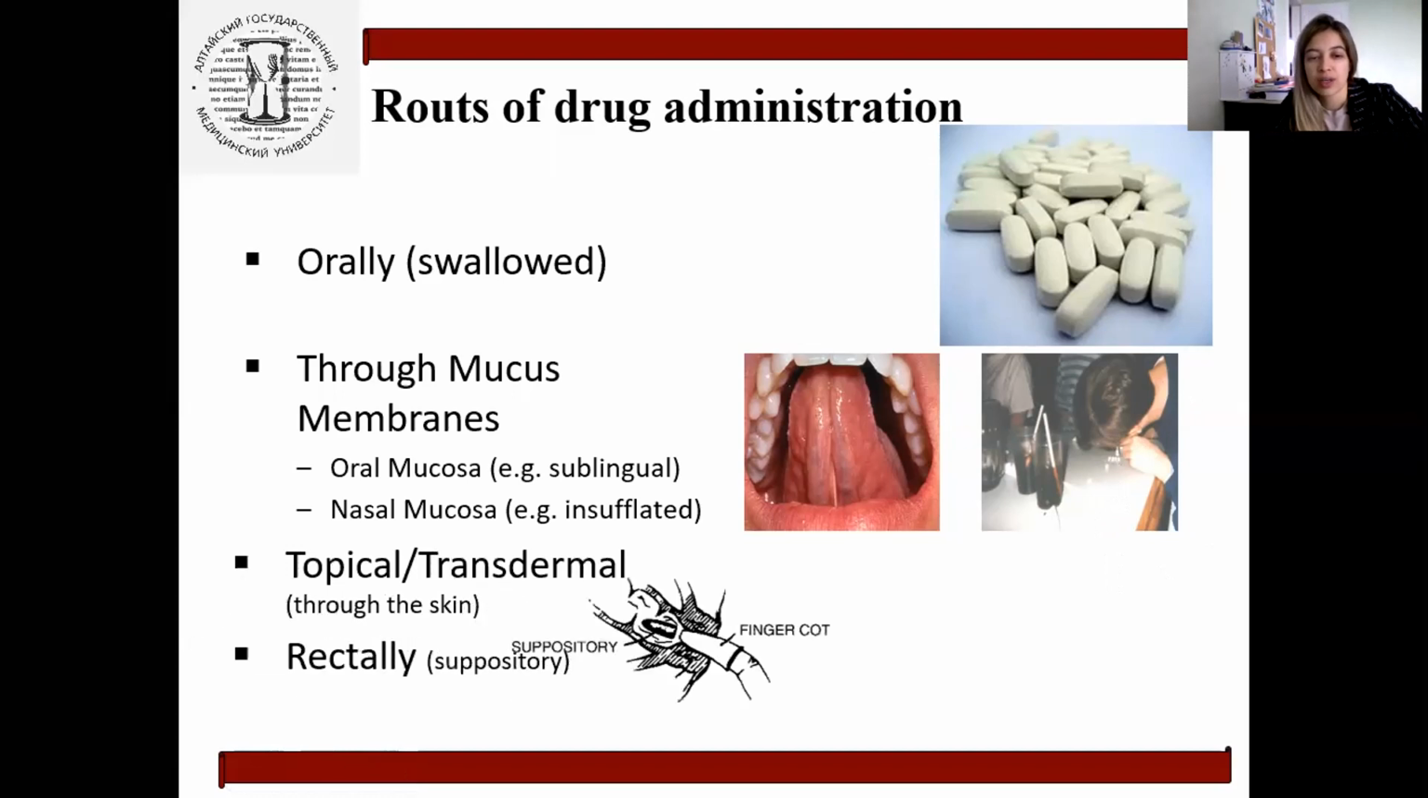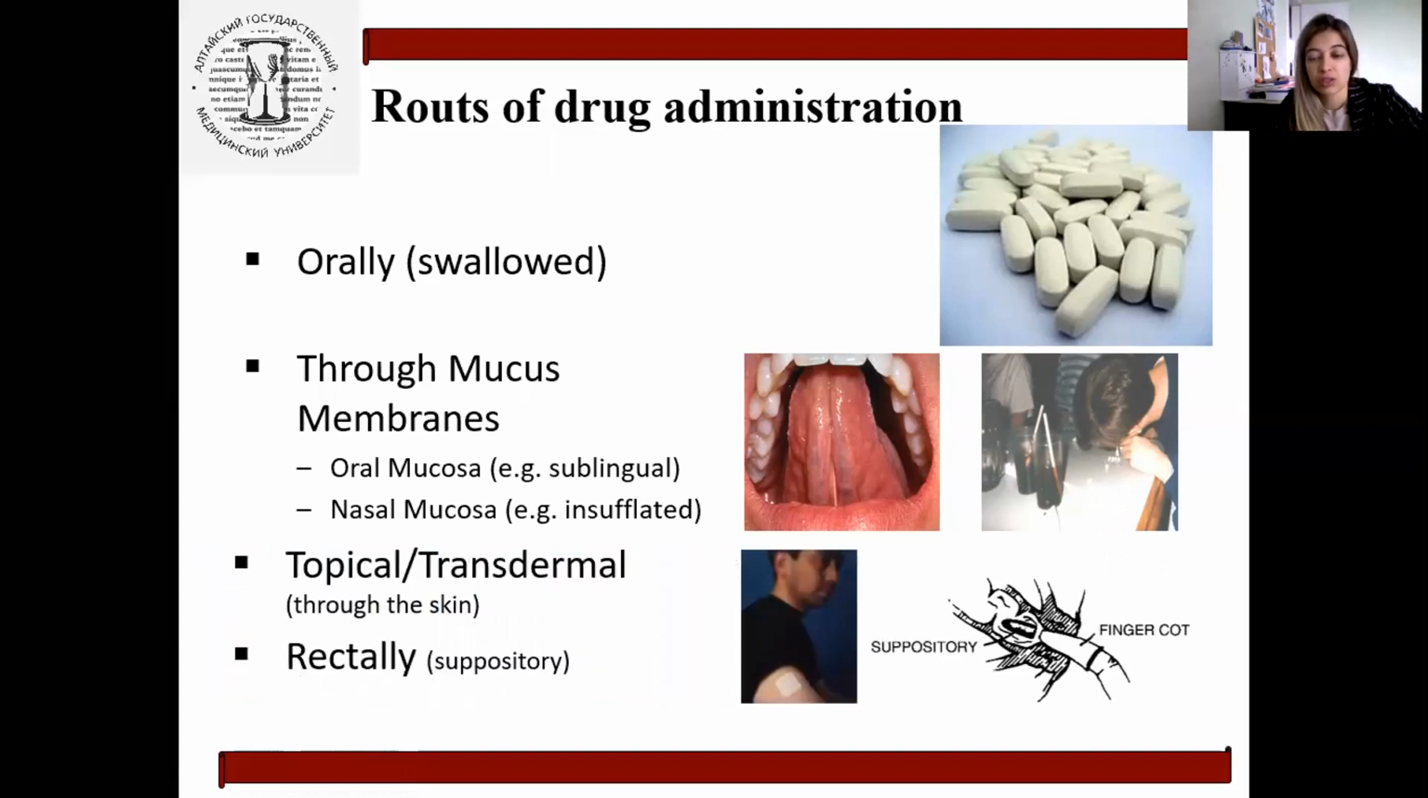And also we have topical transdermal administration. Here you can see an example of this plaster, not plaster, what is it? Not a plaster, but a patch which we put on our skin, and through it the drug can be absorbed into the blood. And also it can be administered rectally in the form of suppositories, which we put rectally.